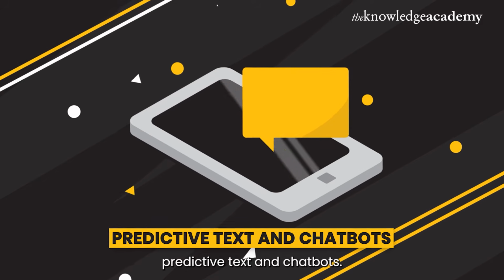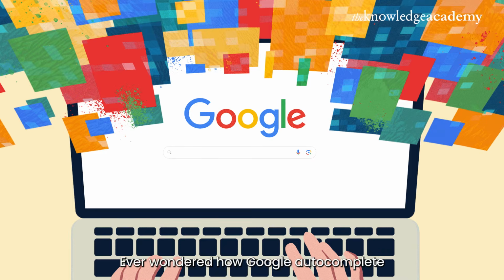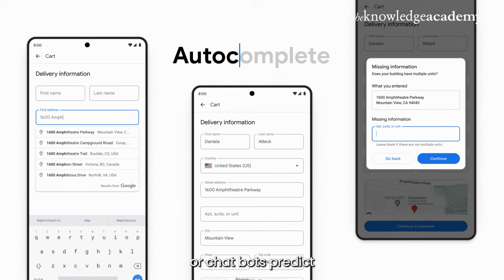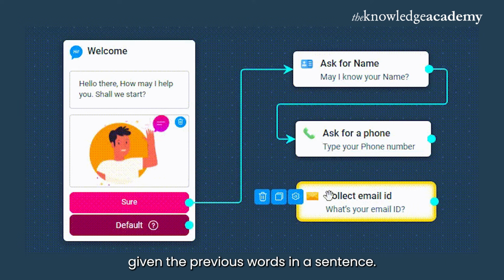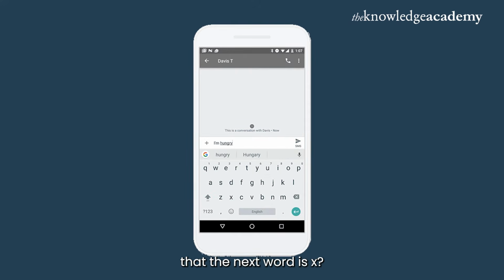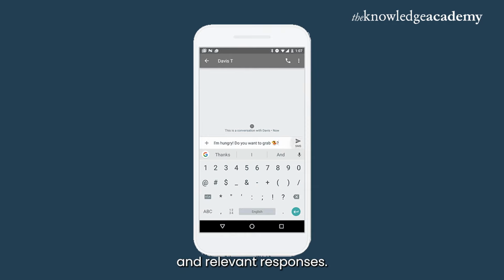Next, it is used in predictive text and chatbots. Ever wondered how Google autocomplete or chatbots predict what you'll type next? They use probability models that estimate, given the previous words in a sentence, what's the probability that the next word is X? This allows AI-powered assistants to generate more natural and relevant responses.